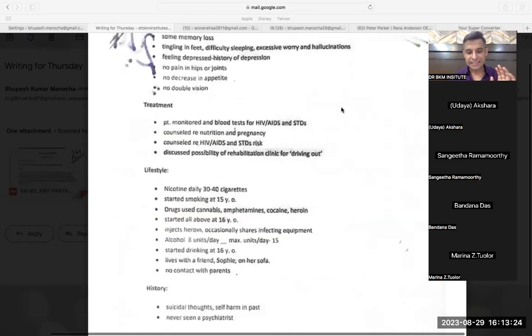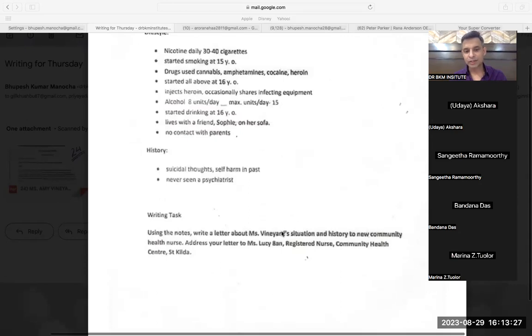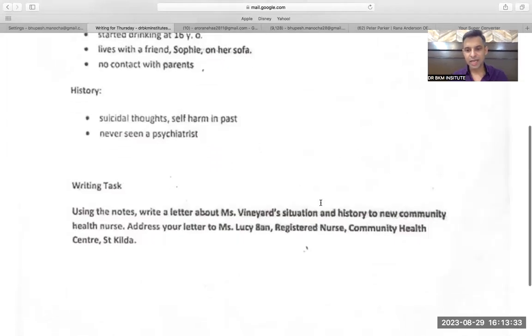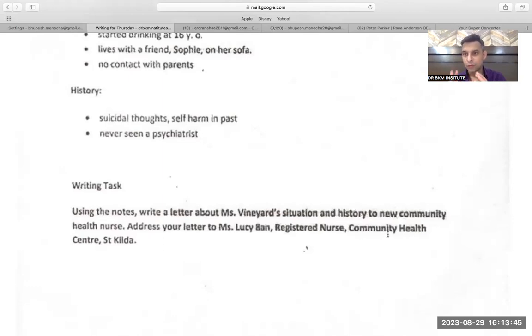So now I can see that we are writing using the notes, write a letter about Mrs. Vineyard's situation. So I have to write about her situation and history to the new community health nurse. In foreign countries, there are community health centers. What we do in the community health center is, patients go over there for monitoring purposes, for observation purposes, for follow-up medications. So in foreign countries, we have community health centers where extra patient care is done, like giving medication.